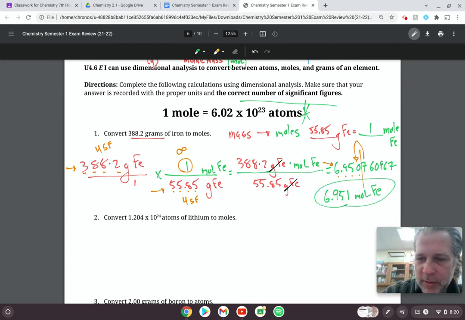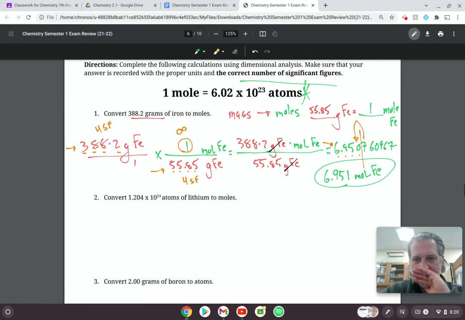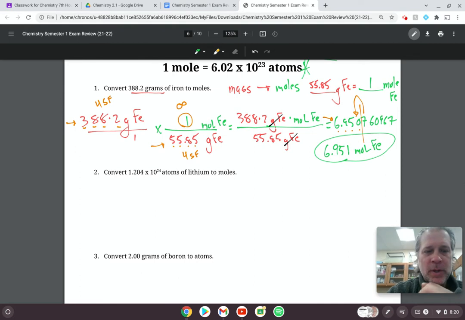I'm going to put that in a circle or a box. So when I do these types of problems, that's what I'm going to be looking for: your assessing of the significant figures and also setting up your problem so your units cancel out. Okay, let's go on to the next problem here.